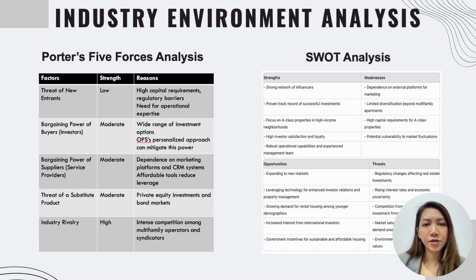The Five Forces analysis shows the threat of new entrants is low due to high capital requirements. Bargaining power of buyers is moderately high, but OPS provides a personalized approach. Bargaining power of suppliers is moderate, influenced by marketing platforms and CRM systems. Threat of substitutes is moderate, with competition from private equity and bonds. The industry rivalry is high, creating the need for innovative strategies like OPS.